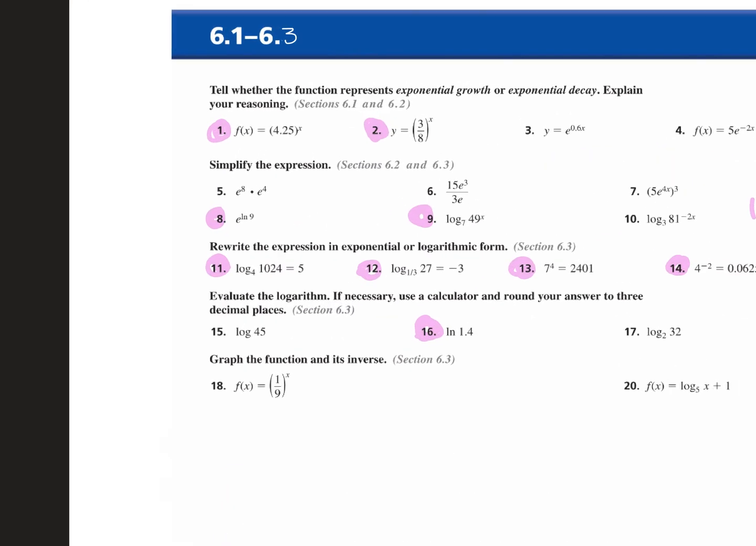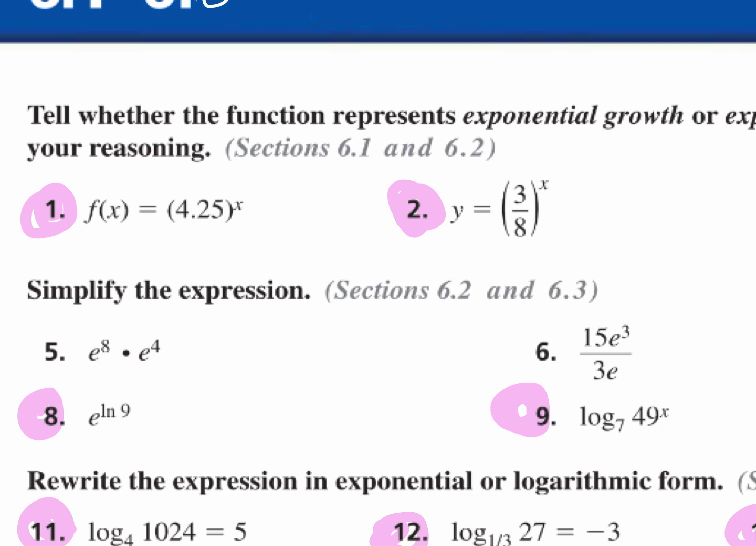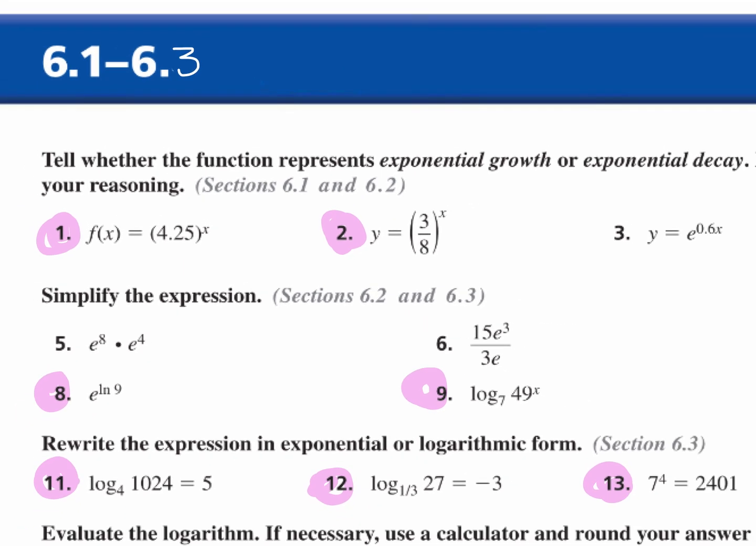So next, let's take a look at our logs. The first part here says tell whether the function represents exponential growth or exponential decay. So we have to look at the number that has the exponent. If that number is greater than 1, it's exponential growth. If that number is in between 0 and 1, it's exponential decay.